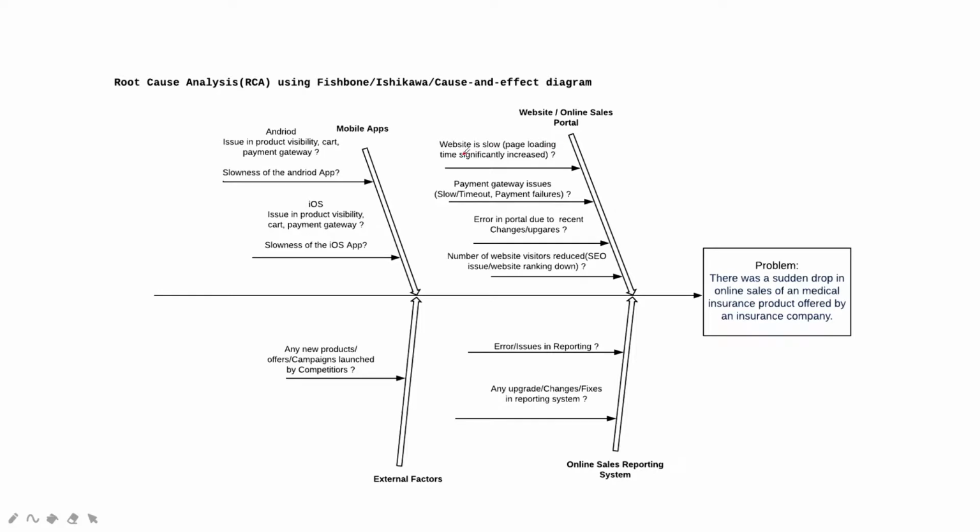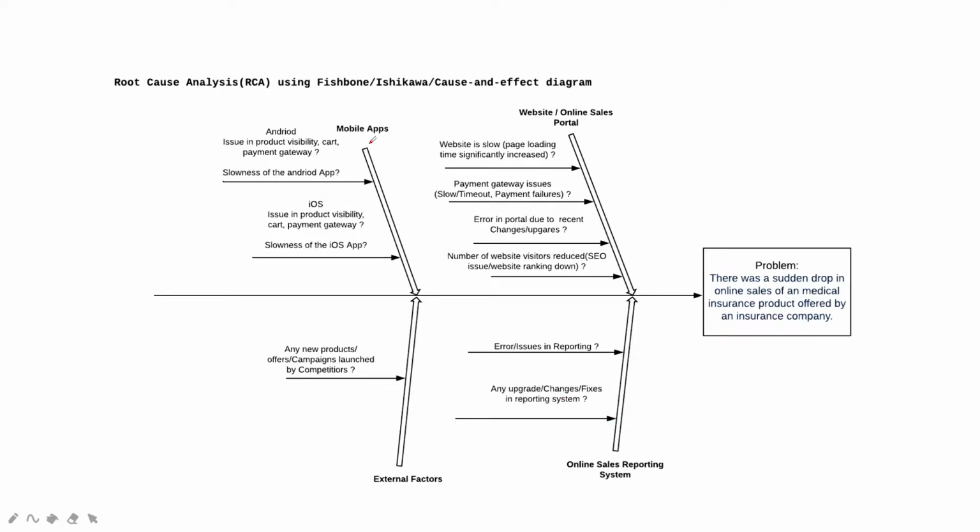In the website, the problem can be that the website is slow or page loading time has significantly increased, or payment gateway issues like slow response, timeout or payment failure, or an error in the portal due to changes or upgrades. The number of visitors may have reduced due to an SEO issue or low ranking on the Google search engine. Or the sales might be working fine and the sales reporting system might have reported falsely due to an error in reporting, or any upgrades or changes to the reporting system might have caused this error.